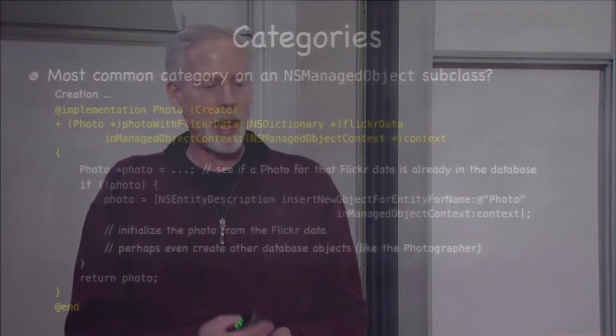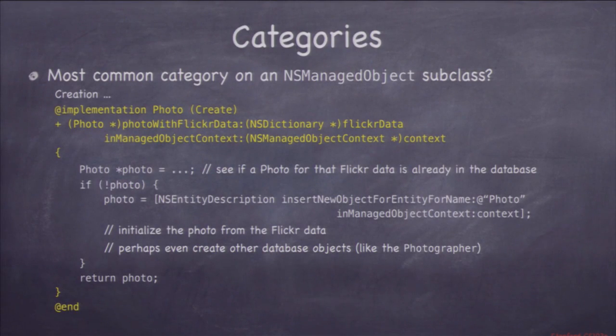Here's a common category method we add for subclasses of NSManagedObject, which is creation. Imagine I had this category called Photo+Create. I'm going to add a method to Photo called photoWithFlickrData:inManagedObjectContext:. It's going to query the database to see if that photo already exists, and return it if it does. If not, it's going to insert a new object for entity name, initialize the photo from the dictionary you sent, et cetera. It does all that work in one method, so that if someone wants to create a new photo using Flickr data, they can just call this one class method in Photo. This is a classic reason why we would do this.